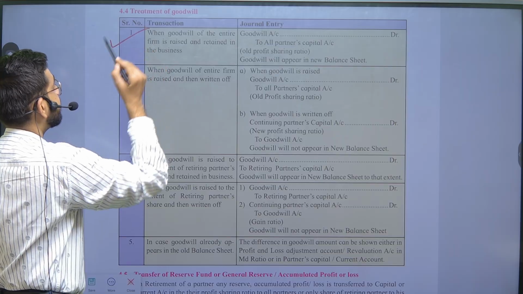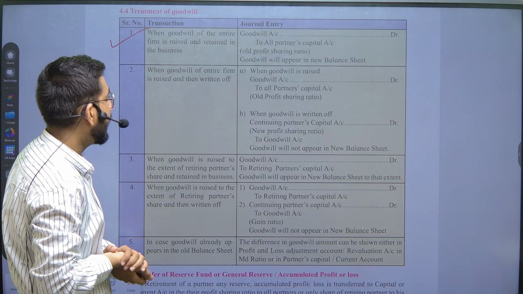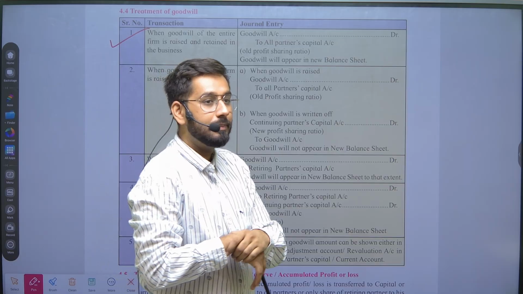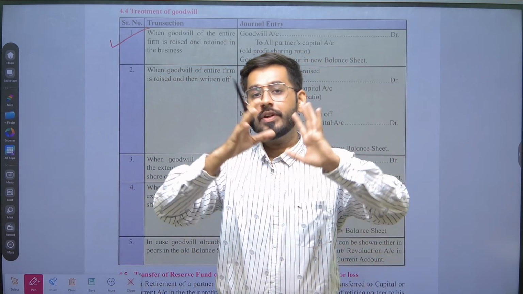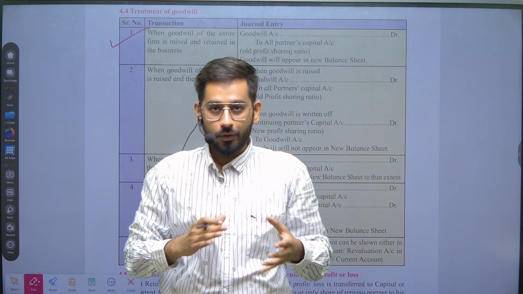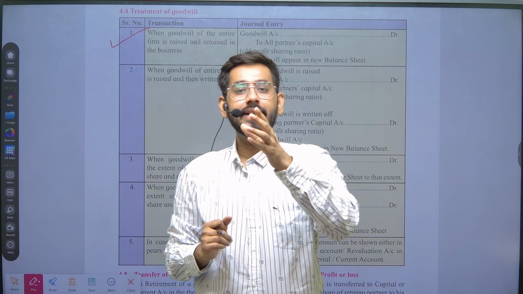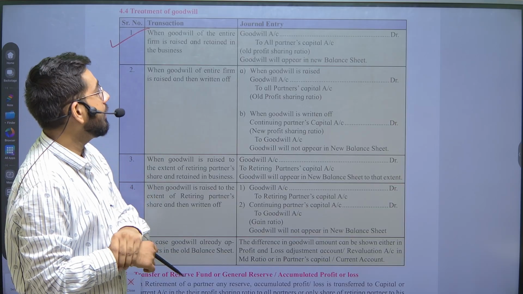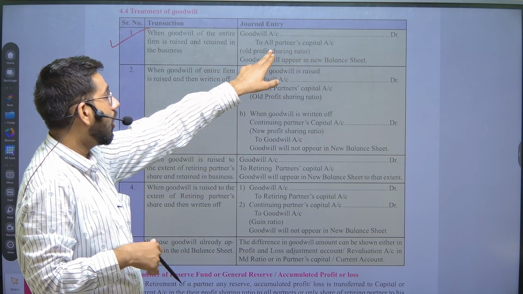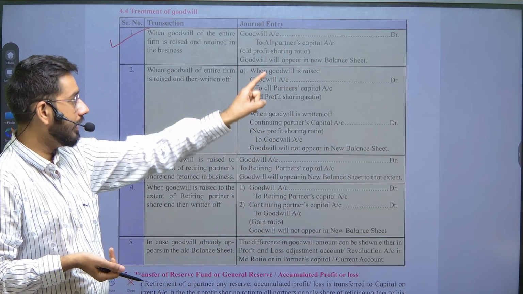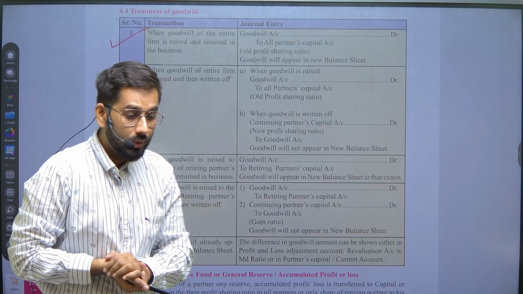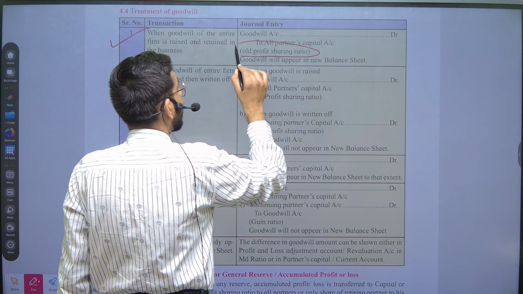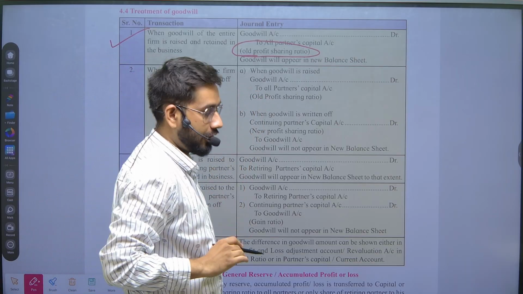Number 1, when goodwill of the entire firm is raised and retained in the business. So case number 1 basically tells you that the goodwill of the firm, of all the partners, is raised and retained in the business. So there will be a journal entry. Goodwill account debit to all partners capital account, and this goodwill, the most important thing, will be shared according to their old profit sharing ratio.